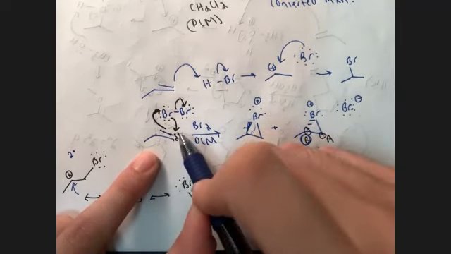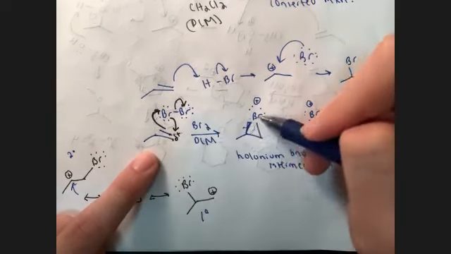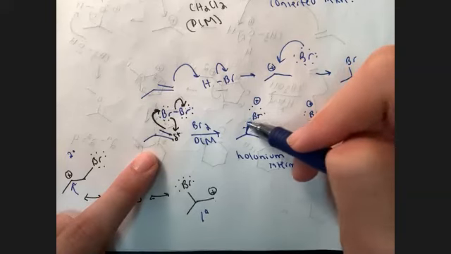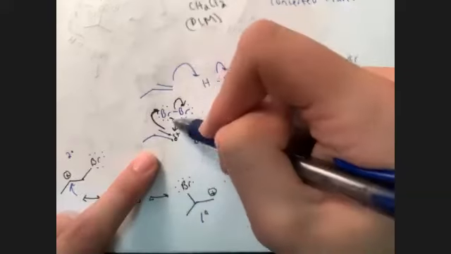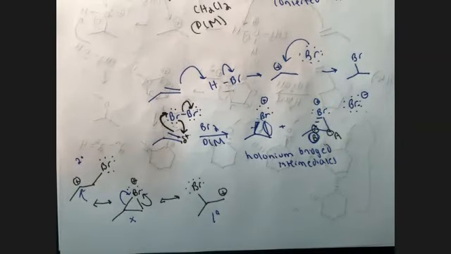So you get this kind of partial positive there. So the lone pairs on the bromine that was attached first is now also going to lean over and form that bond here. That's what this arrow is, okay? Does that kind of make more sense?